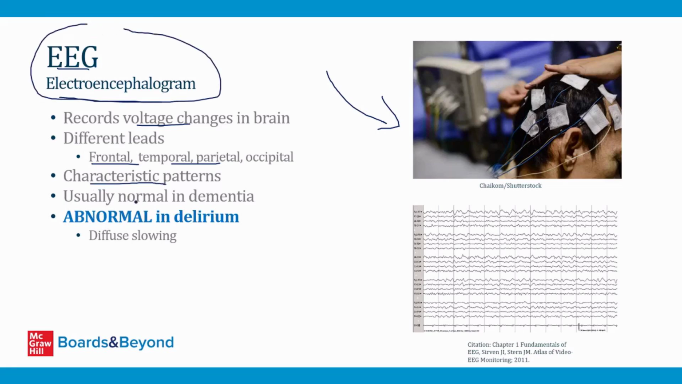Many disease processes have characteristic patterns, but the key thing to know about the EEG in terms of cognitive disorders is that it's usually normal in dementia, but it's almost always abnormal in delirium. The finding that you see on EEG in delirium is diffuse slowing of the electrical activity in the brain. And this is in contrast to dementia, especially Alzheimer's disease, where the EEG is usually normal.